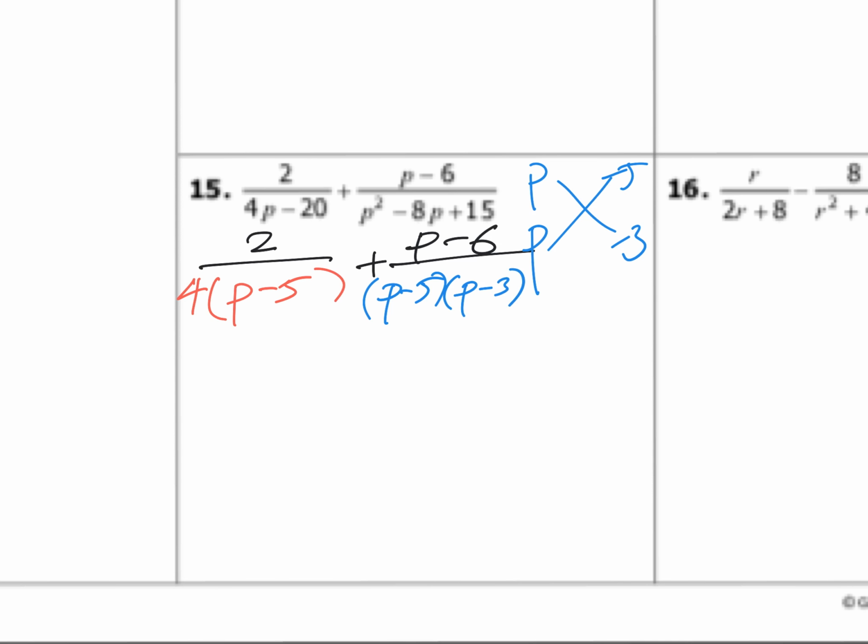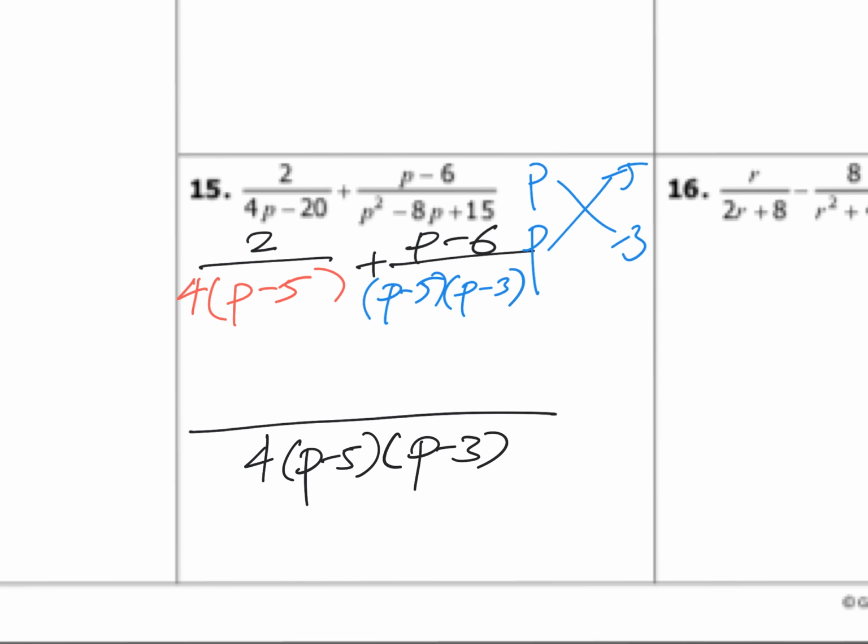Now I gotta figure out my common denominator. So we have one big common denominator here. And notice that I have a 4, a p minus 5, a p minus 5, a p minus 3. So I actually have 3 different terms: 4, p minus 5, and p minus 3. So my common denominator is going to be the multiplication of these terms. It'll be 3 pieces: 4, p minus 5, p minus 3. That is your common denominator, because that's what all these terms can multiply to.